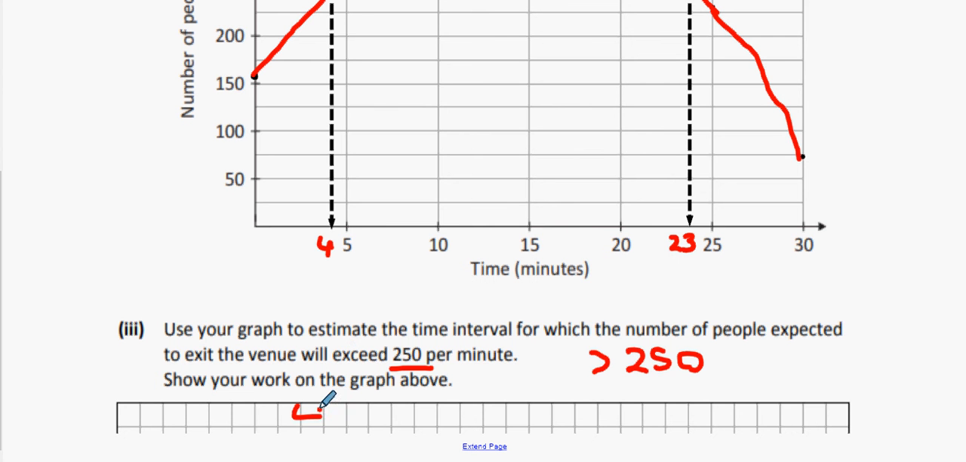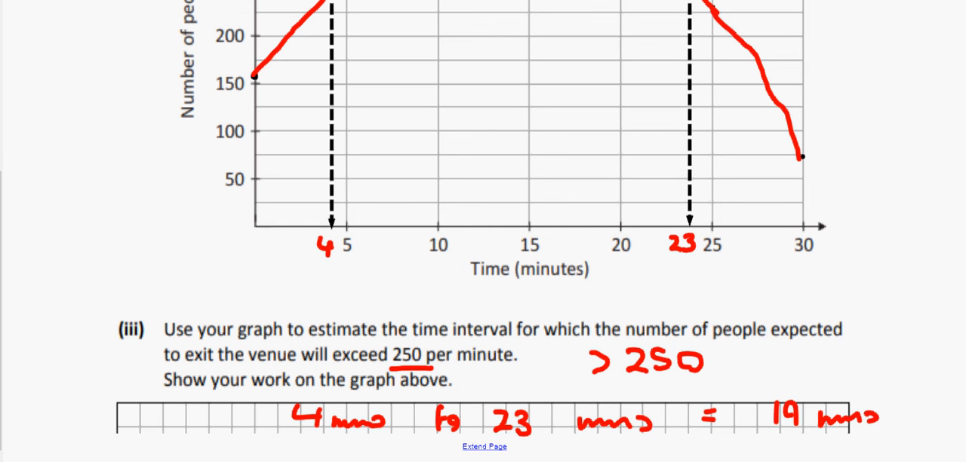From 4 minutes to 23, which is 19 minutes. The marking scheme actually wants you to say 19 minutes. It says it has an error of plus or minus a minute. So if you've got 20 minutes or 18 minutes, you get full marks. Anything outside that, you lose marks, okay?